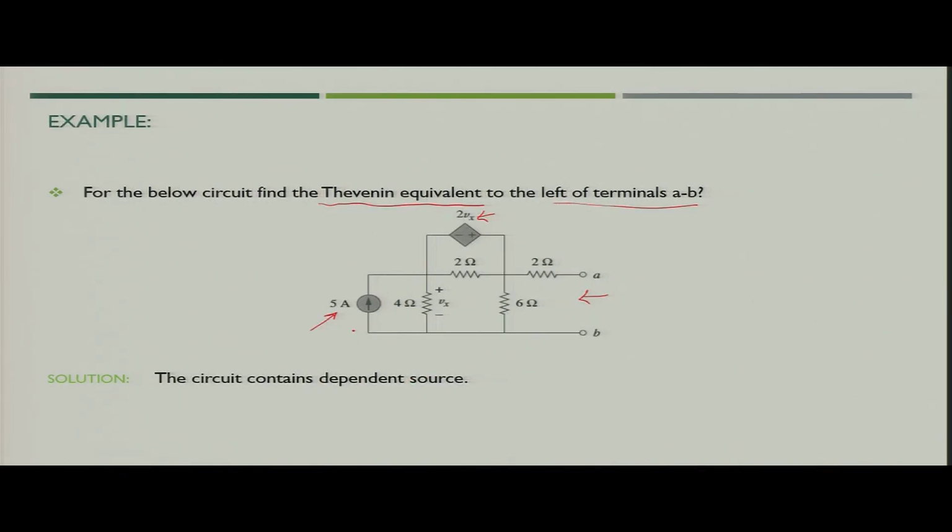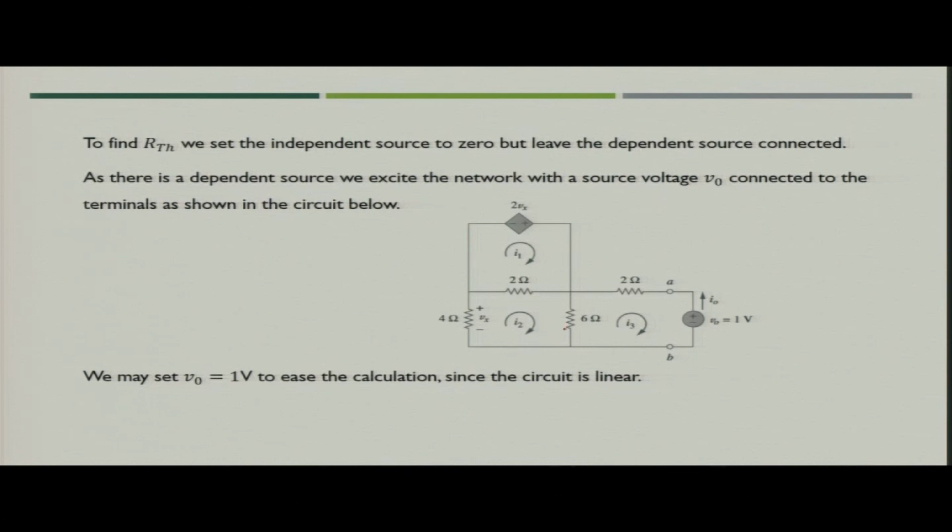In that case, what we can do? We can remove all the independent sources. So, in this case, this is the independent source, and since this is a current source, you can make it open circuited. So, the resultant circuit would be like this, and what we need to do is that we need to add one voltage source V naught, that is equal to 1 volt, which would be connected across the terminals A and B, and then solve the circuit.